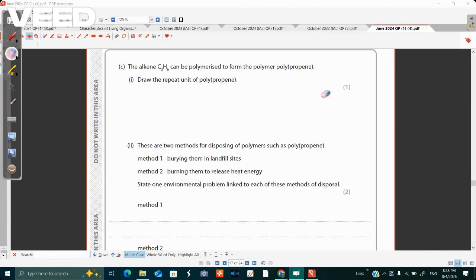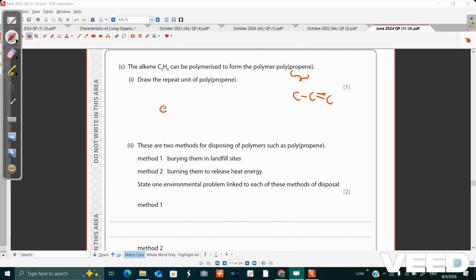The alkene can be polymerized to form polymer, polypropene. Draw the repeat unit of polypropene. Polypropene means polymerize many. Prop means three carbons: one, two, three. When this is polymerized, this double bond is broken and it becomes a single bond. Draw the repeating unit of polypropene.